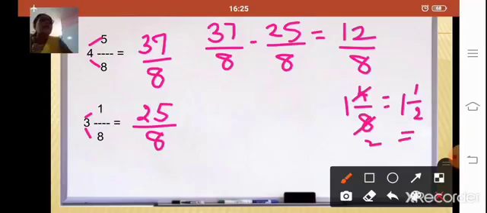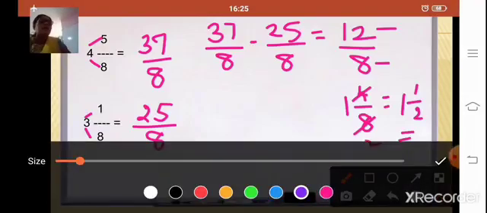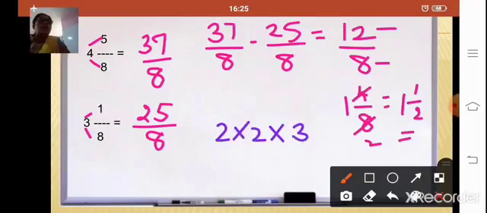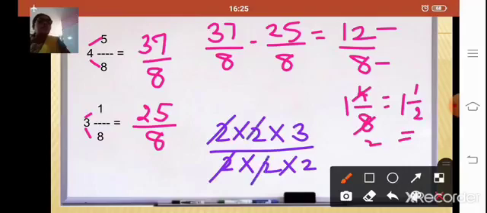Or you can directly take the prime factors of 12 and 8. That way also you can do it, and then write it as a mixed fraction. So the factors of 12 are 2 into 2 into 3, and the factors of 8 are 2 into 2 into 2. Cancel the common factors 2 and 2. So that will be 3/2. Now when you divide this 3/2, you will get the answer as 1 whole 1/2.